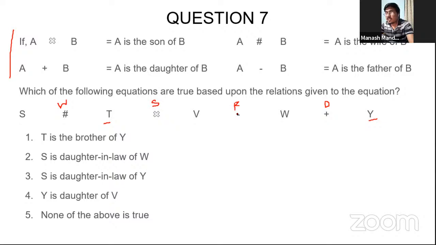So V is the father of W. Son and father. So these two are brother and sister. This can then be brother and sister. These two can be brothers. And this is the daughter. So Y is becoming the niece, and not the brother. So the first is not the answer. Let us look at the second one.